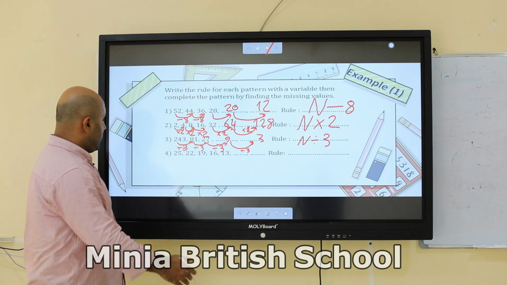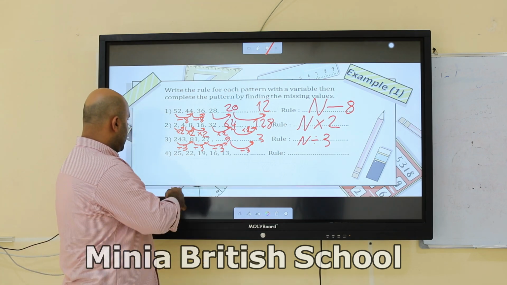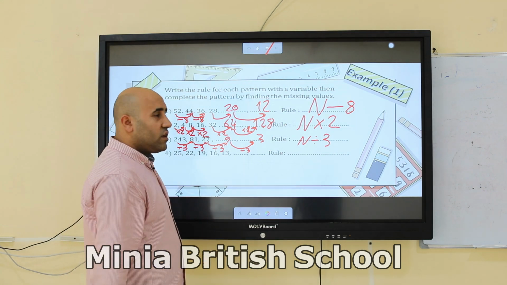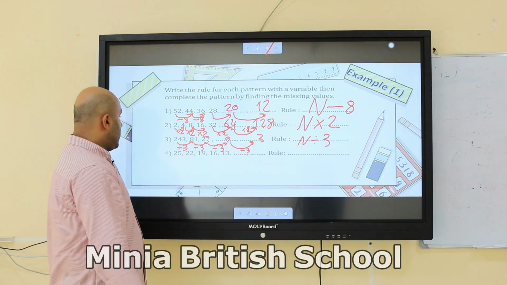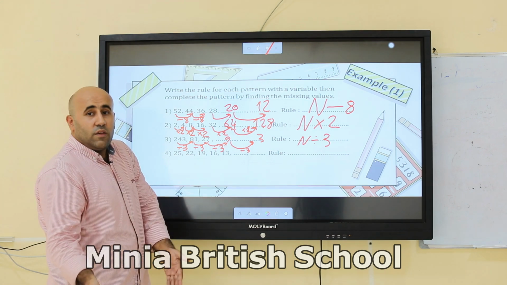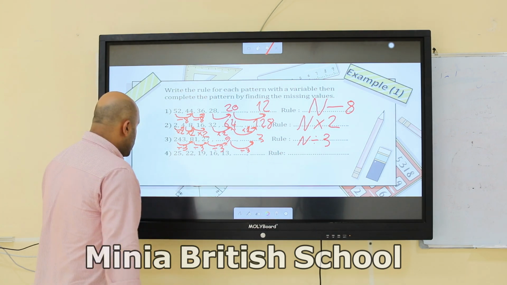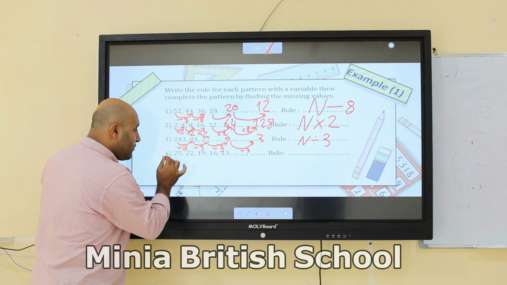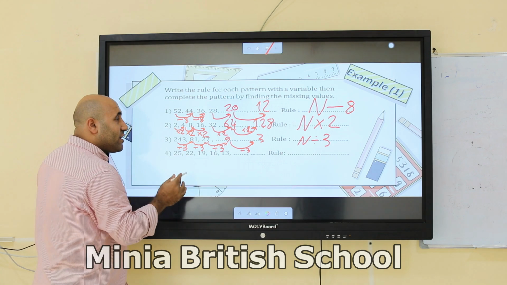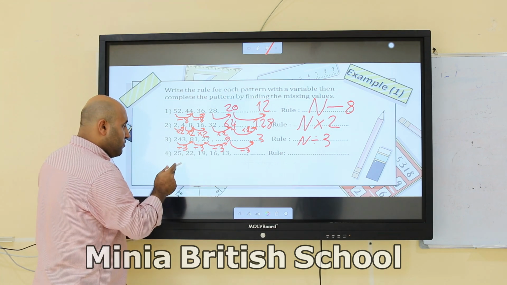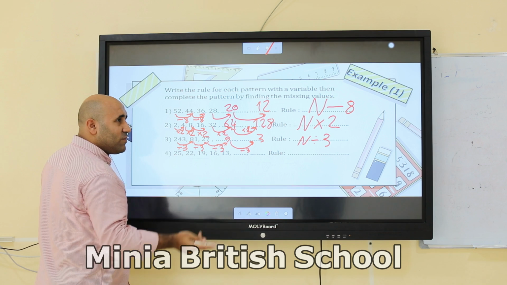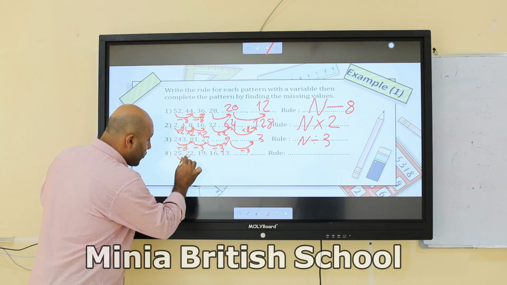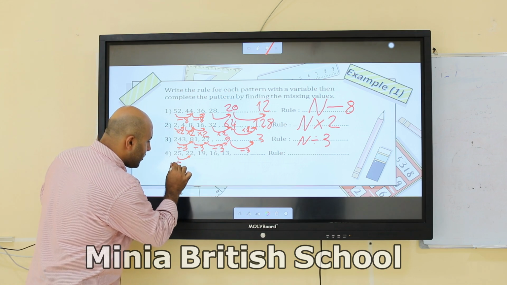25, then it came to be 22, 19, 16, 13. As you see, all the numbers decreased, so it may be division or subtraction. There is no division, because 25 divided by any number will not give me 22. So it might be subtraction, subtracted by 3.